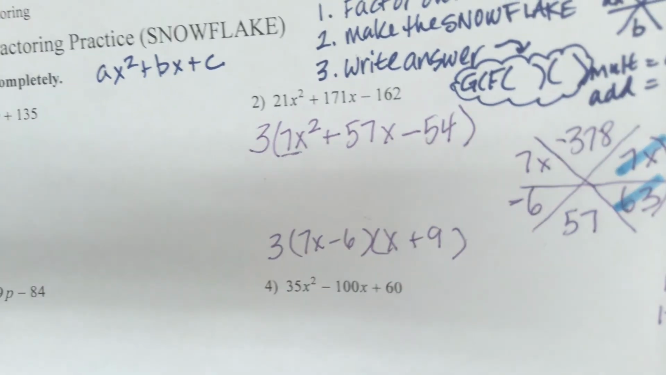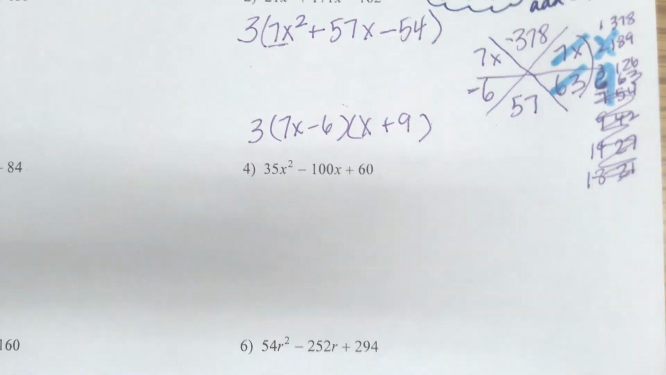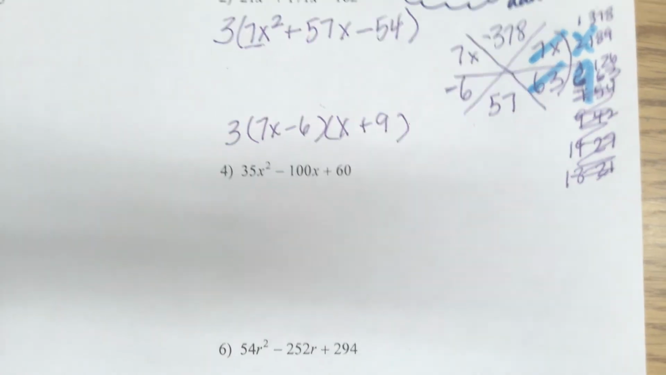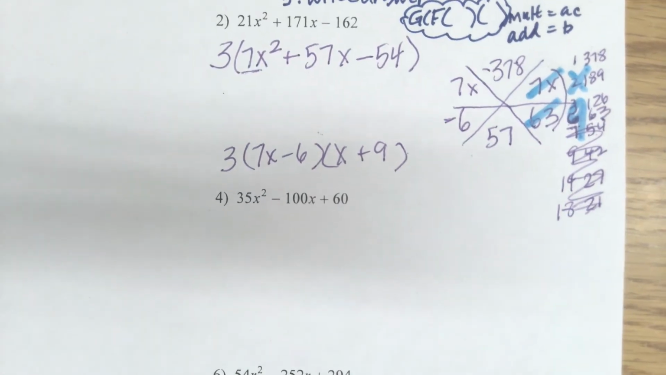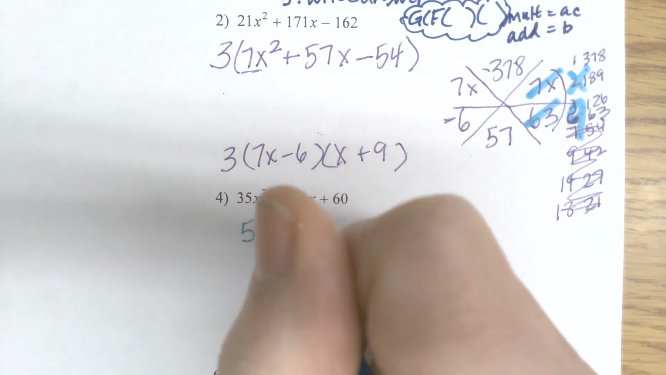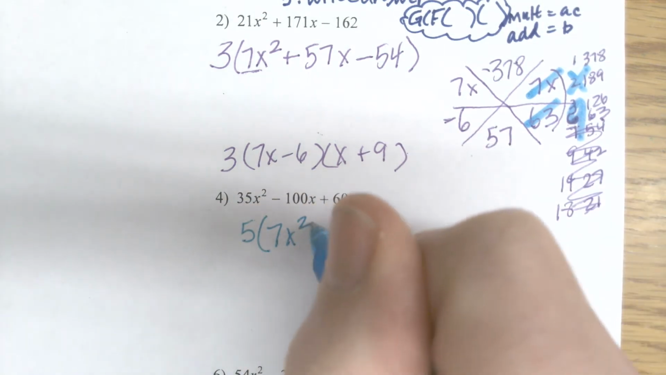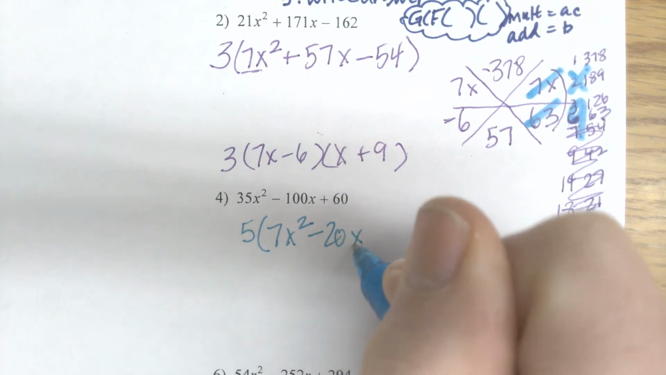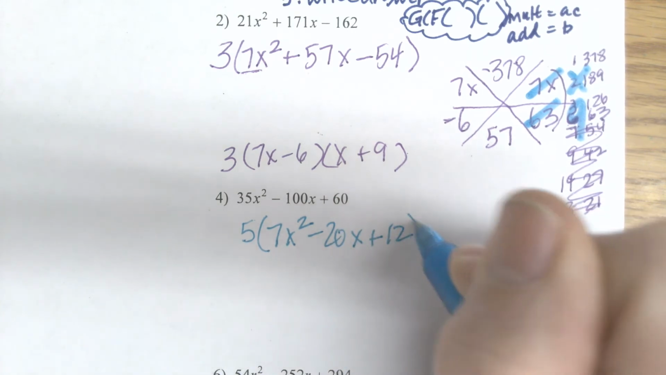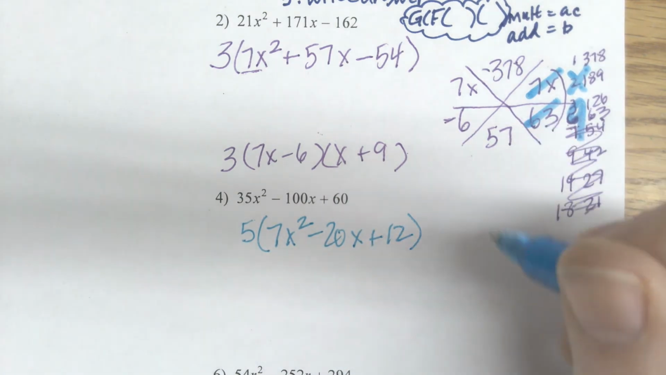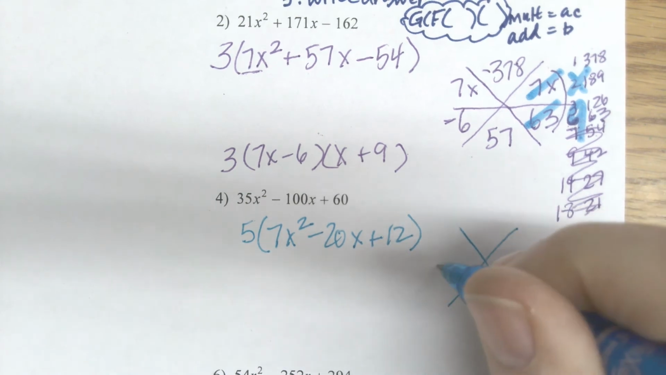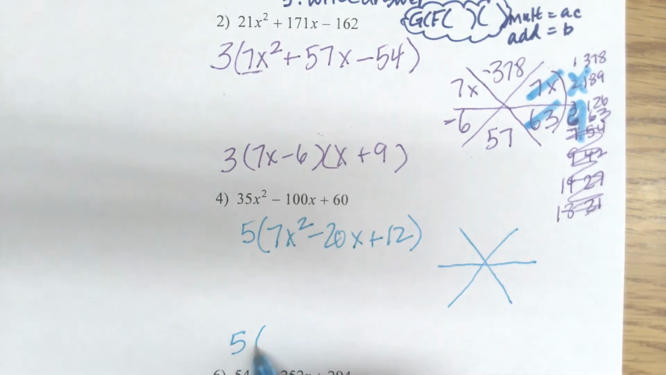Okay, running through problem number 4. Go through that same process. What can I take out of everything? I can take a 5. That's 7x squared minus 20x plus 12. I'm going to set up my answer so I don't forget the 5 in front. I'm going to do that on the bottom.